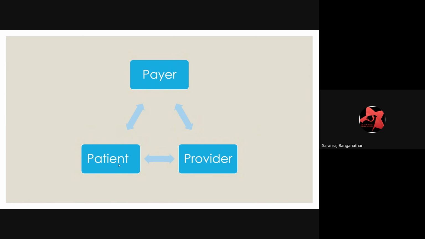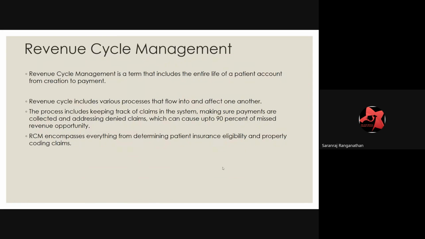So first the patient takes the service from the provider. Then they submit the claim and the payer gives the payment to the provider. Like that the circle goes on. First the patient gives the premium to the payer. Once they get the service, the payer gives the payment to the provider. So that is a cycle going on between them.